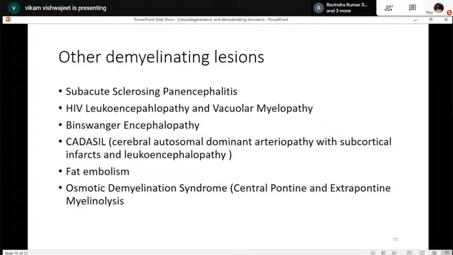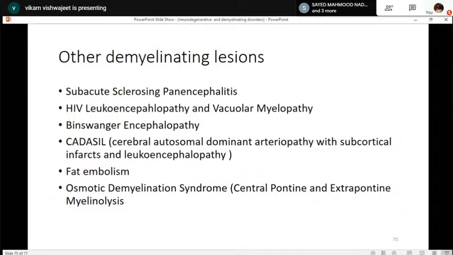Then there is CADASIL, cerebral autosomal dominant arteriopathy with subcortical infarcts and leukoencephalopathy. In this, the white matter shows myelin pallor, cystic tissue loss, and vasculopathy. The vasculopathy is the dominant feature and is characterized by granular degeneration of the arterial wall, and PAS positive material can be seen in their walls.